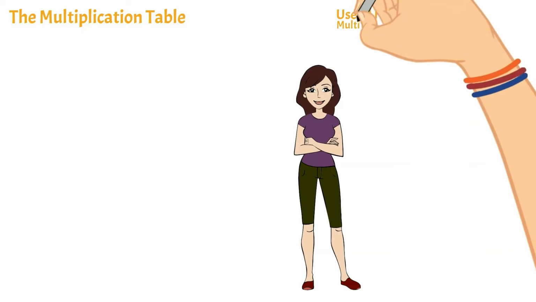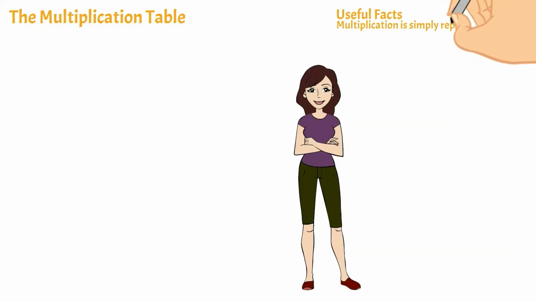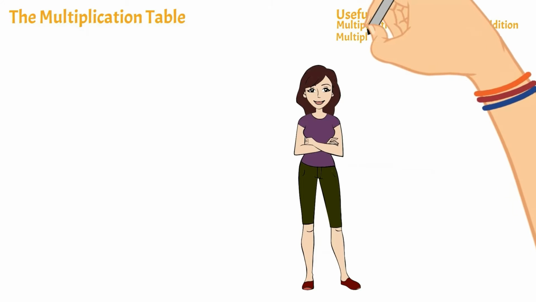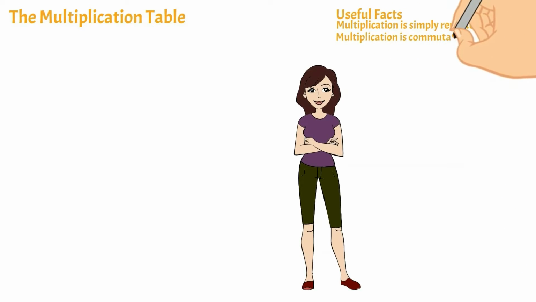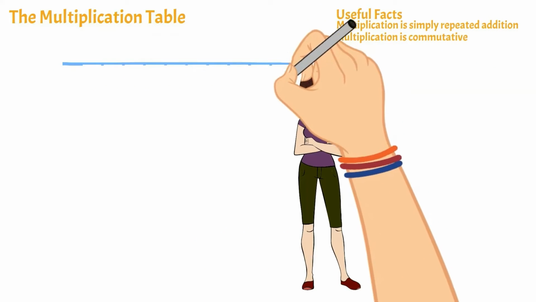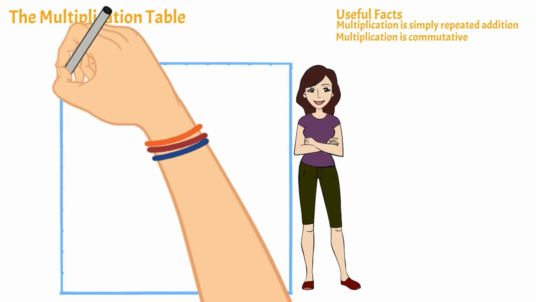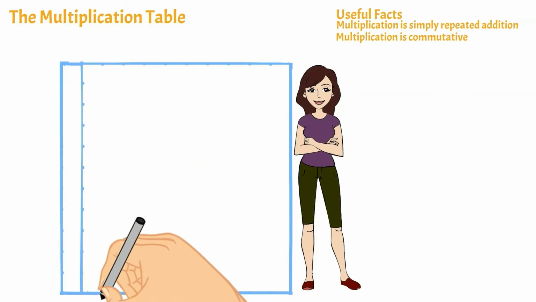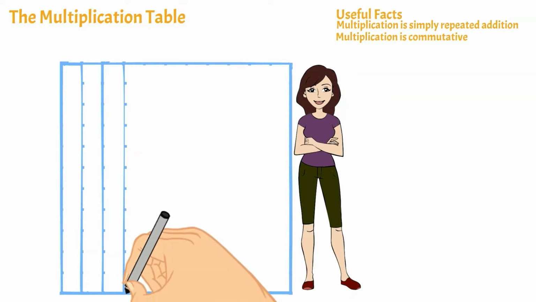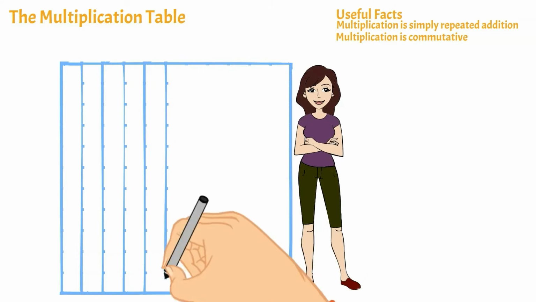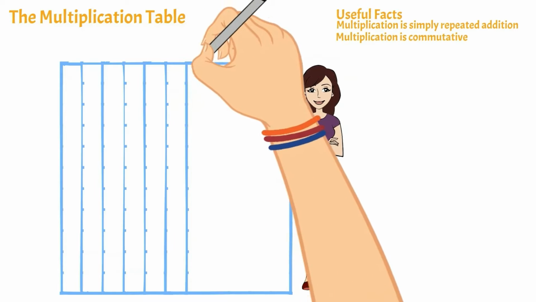1. Multiplication is simply repeated addition. If you know how to add, you should be able to answer multiplication questions. 2. Multiplication is commutative. This means the order of the factors does not impact the product. That means, if 7 times 2 is difficult for you, you may want to try 2 times 7. Both should give you the same answer.